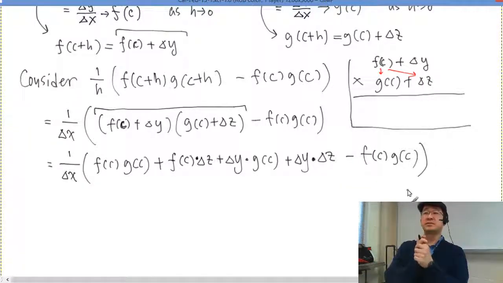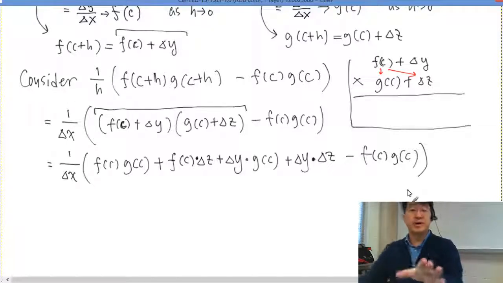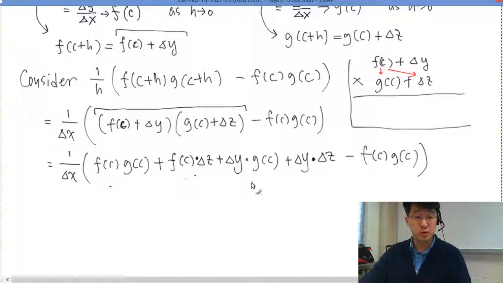All right, how was it? I wrote it down like this: f of c plus delta y, underneath it g of c plus delta z. All the terms must be multiplied to the bottom row. f of c multiplied there and f of c multiplied there. Delta y multiplied there and delta y must be multiplied to delta z. So 1, 2, 3, 4 terms fall out.